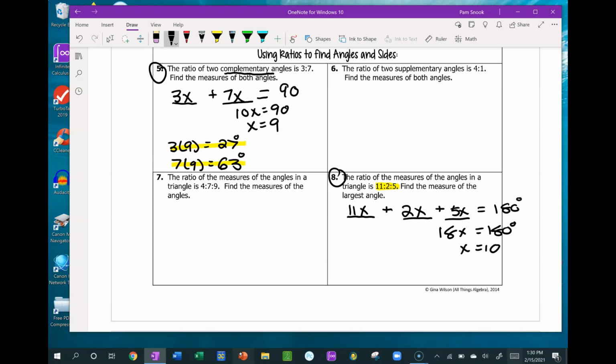And then it says find the measure of the largest angle. So which coefficient is the largest? 11, 2, or 5? And I hope you're thinking 11. So you just do 11 times 10 equals 110 degrees. And that's going to be the measure of your largest angle.